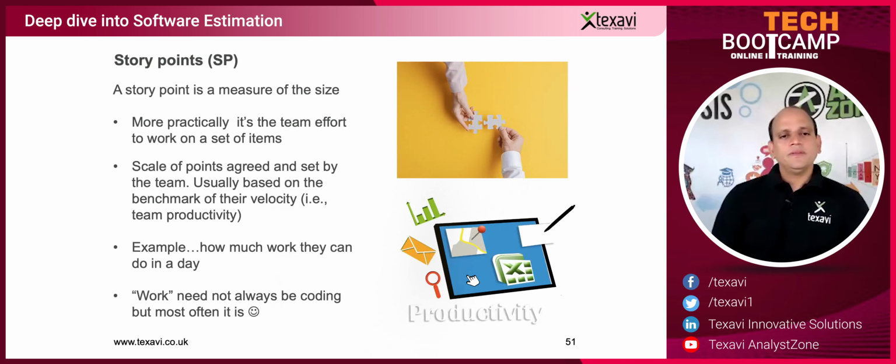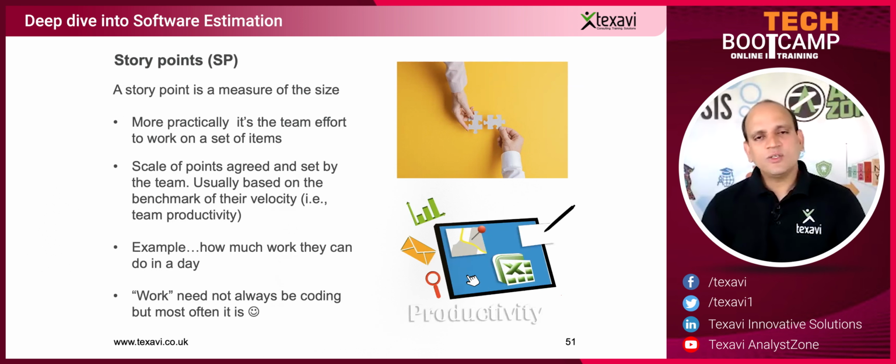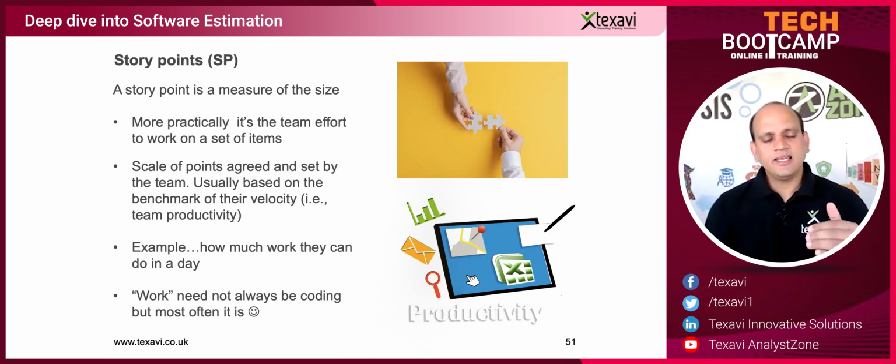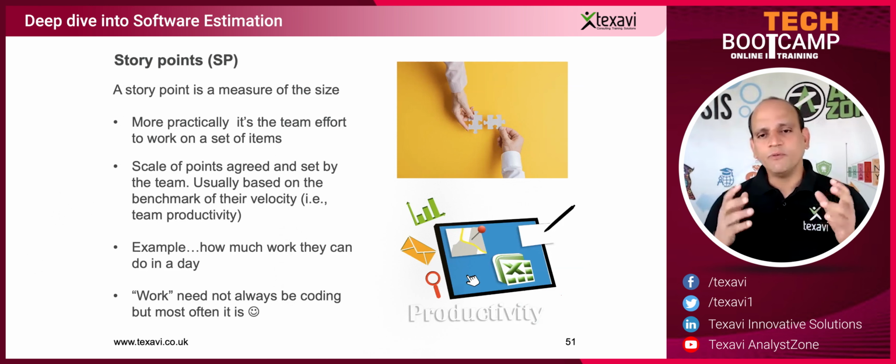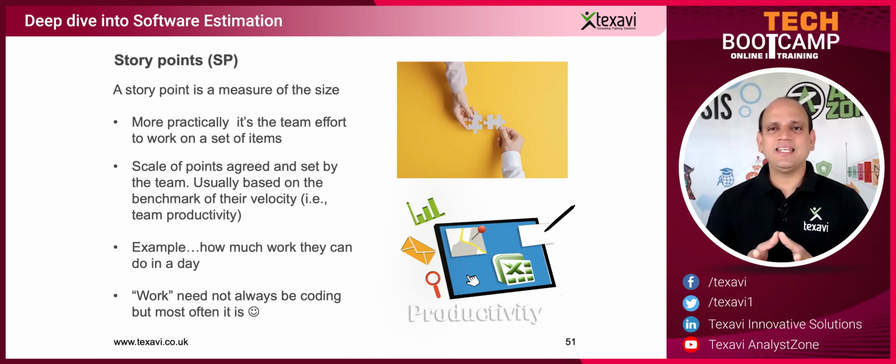The scale of points is agreed and set by the team. So this is kind of a scale, something like a Fibonacci series, usually based on the benchmark of the velocity. Velocity, I think we touched upon this yesterday, is a measure of the productivity of the team. So how much work could be done by the team or by a person in one day, for example, could be the velocity. In the same way you can have a sprint velocity, an iteration velocity, a release velocity. And bear in mind that this is not an absolute number.